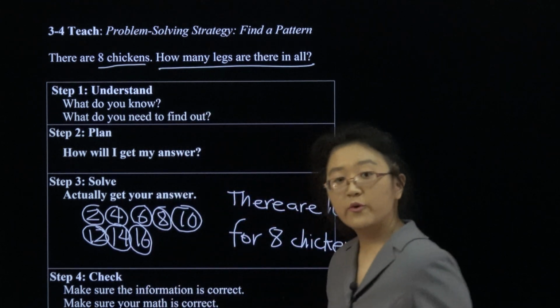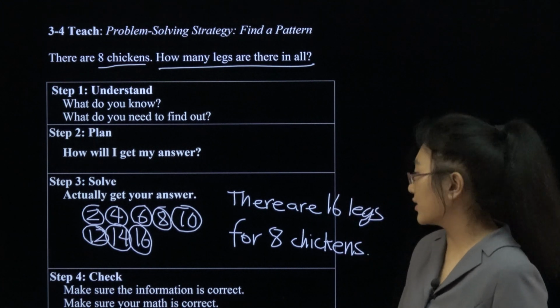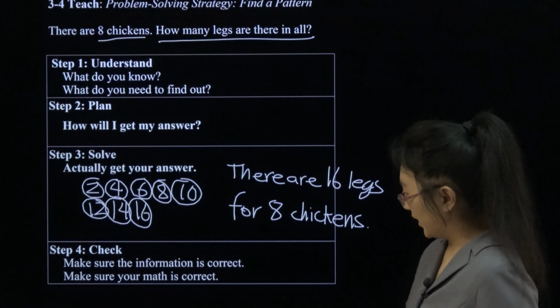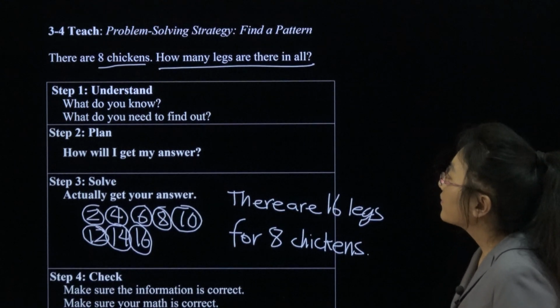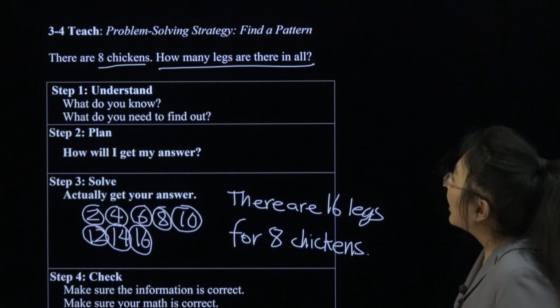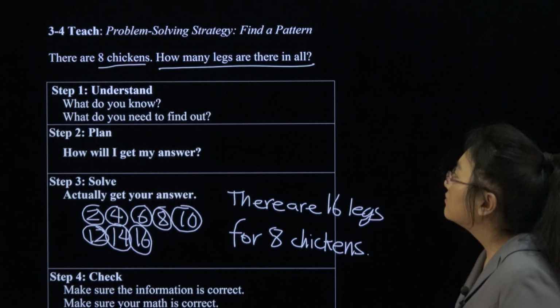Alright, step 4, always check your answer. Make sure that your information is correct and make sure that your math is correct. There are 8 chickens. How many legs are there in all?